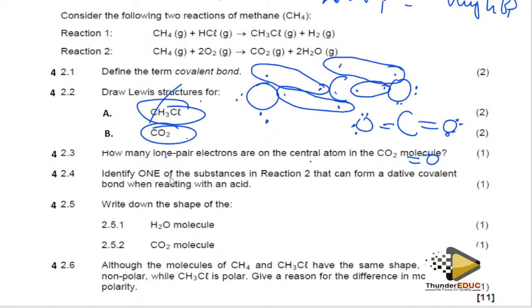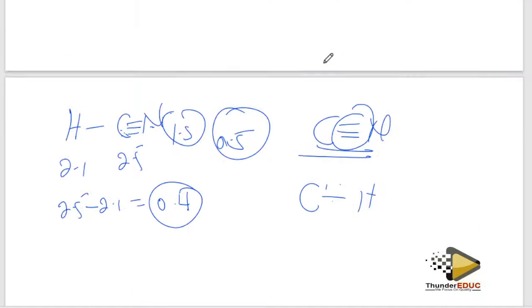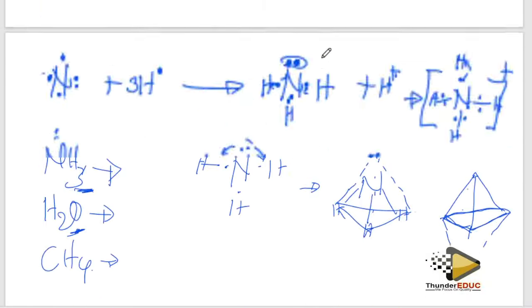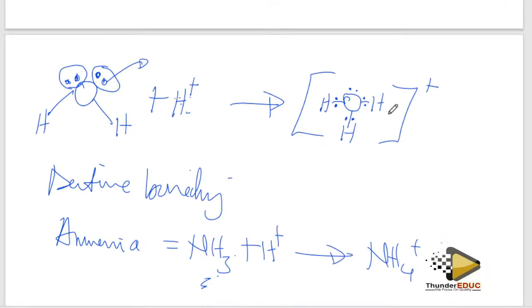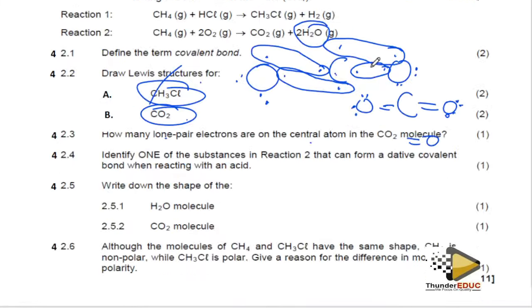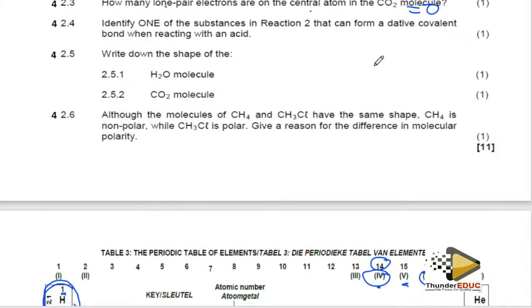Next: identify the one substance in reaction 2 that can form a dative bond. It must be either ammonia or water. So in this case, it's water. So the answer is water. I explained and I showed you how this water forms a dative bond. I think I was clear here. You see how it forms that dative bond. Guys, don't go to the paper without knowing a dative bond.